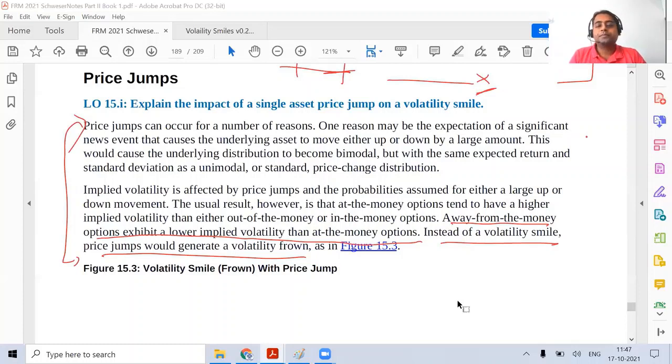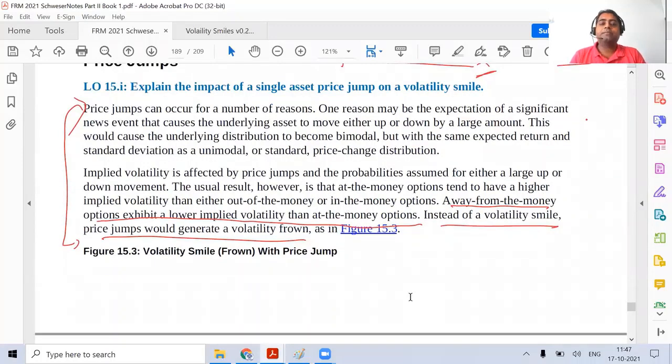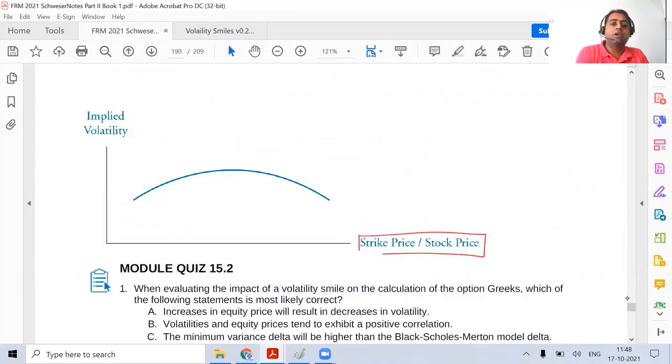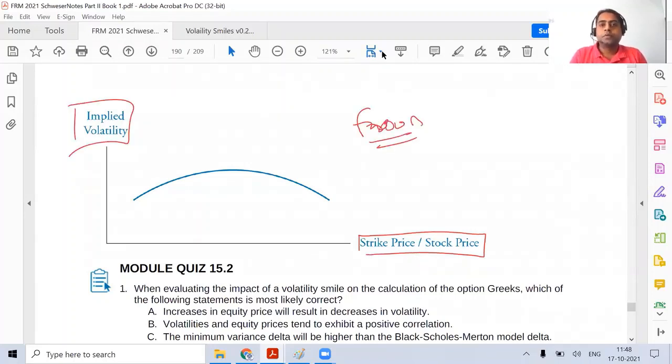Read the first two paragraphs. All good. I'm assuming everybody has read this part. You can connect back to this diagram, the same diagram, x-axis. This is the volatility smile diagram, but it looks like a frown. So when there is a sudden jump, that means equal probability of going up or going down, it can lead to a frown-like situation in your volatility smile.